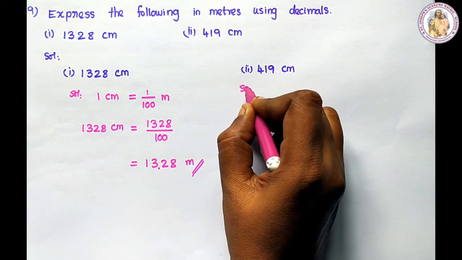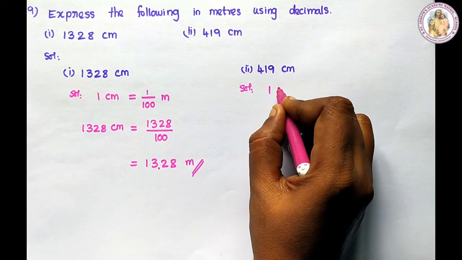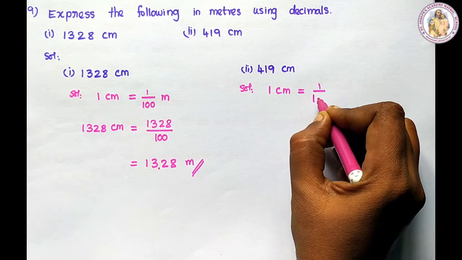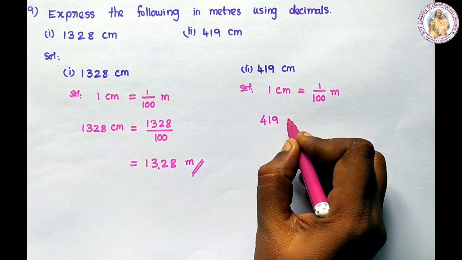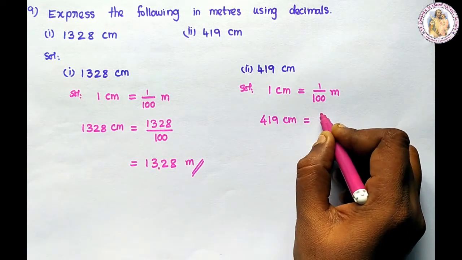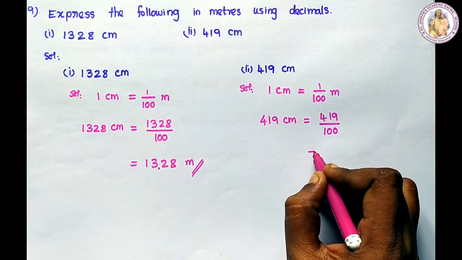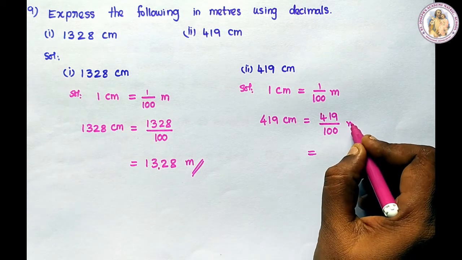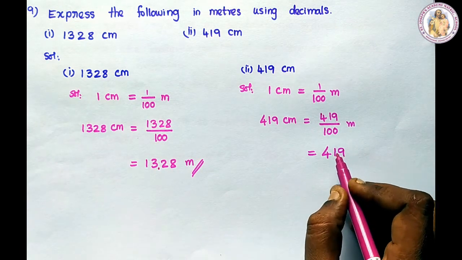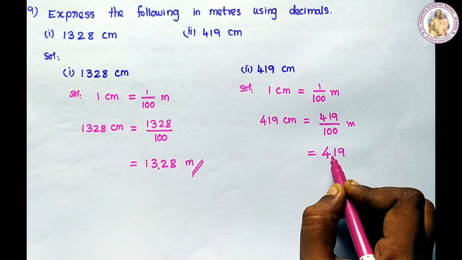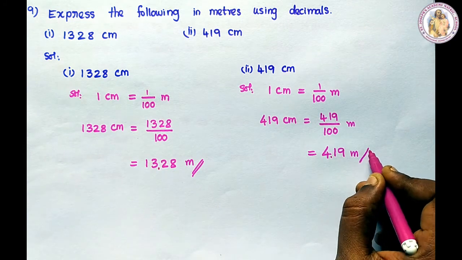Next one. 419 centimeter. So, 1 centimeter equal to 1 by 100 meter. That is the format. Now, 419 centimeter equal to 419 divided by 100. So, now keep the point, means 2 zeros. So, before 2 digit we have to keep the point. So, 4.19 meter is the answer.